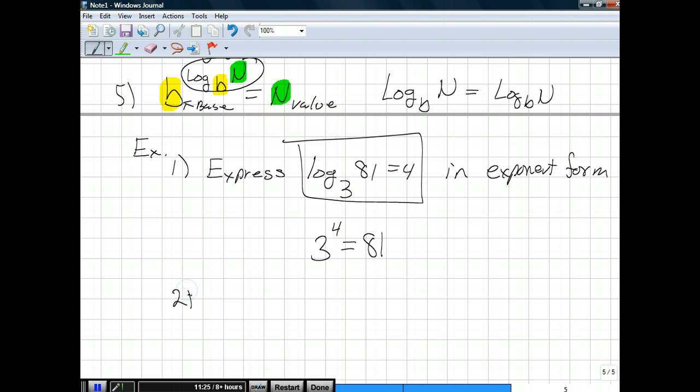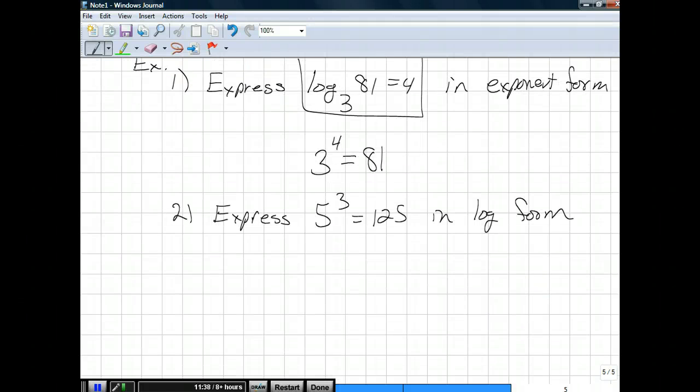Number 2, express 5 cubed equals 125 in log form. So this is exponent form, so I want to change it to log form. So it's log of the base is 5, of the value, which is 125, equals the exponent.